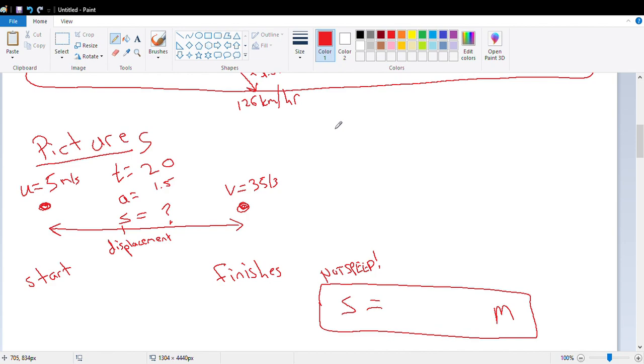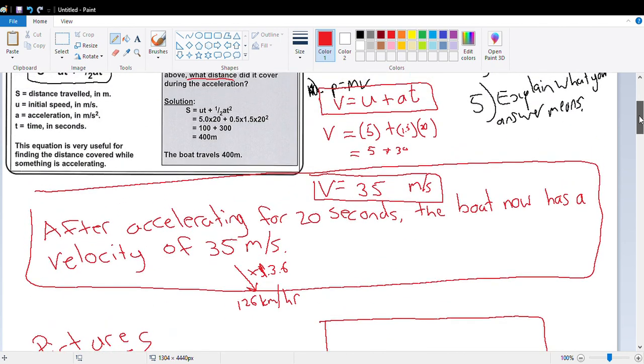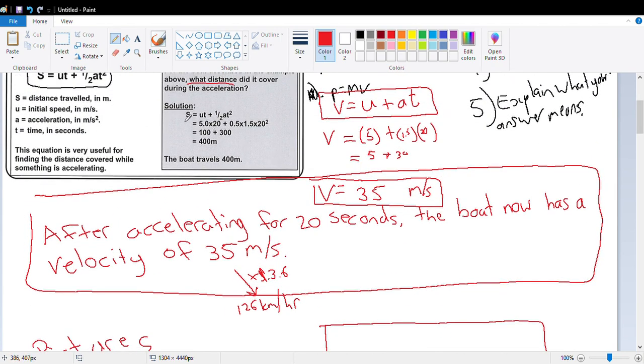To find this, I need to use a formula. So I need a formula that involves all of this. So it actually tells you the formula that we're going to use. And here it is. We haven't used this one before. It's not on your formula sheet either, so you would not expect to get this question in an exam or in your test, a half AT squared.